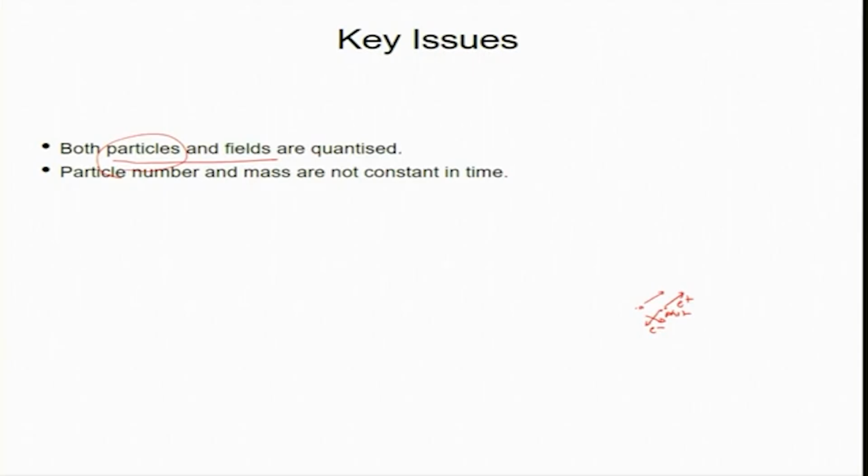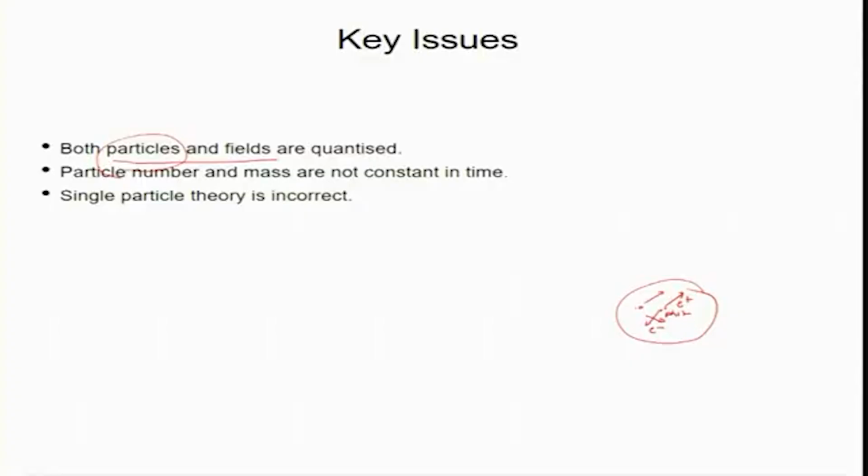You can imagine that because of this, what I just made a little sketch of here, particle number is not conserved, right, because they keep generating and destroying particles, and mass is not conserved. Like a photon, if you think of it as energy, then it will create mass and vice versa. So, classical physics assumptions are destroyed. Single particle theory is incorrect.